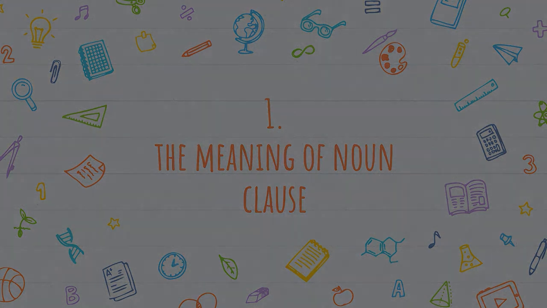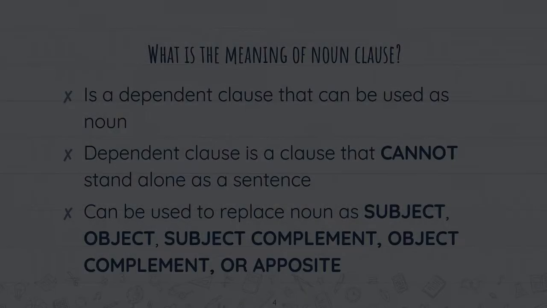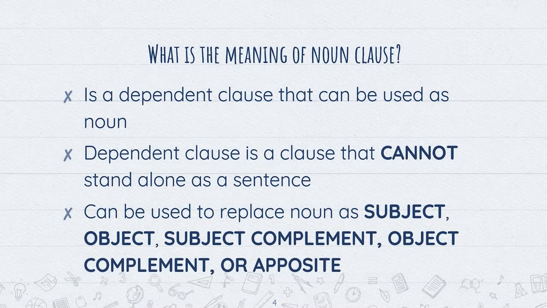So actually, what is noun clause? Noun clause is actually a dependent clause that can be used as a noun. And what is the meaning of dependent clause? Dependent clause is a clause that cannot stand alone as a sentence, even though it has subject and verb. So in a simple way, it will be like the half part of a full sentence.